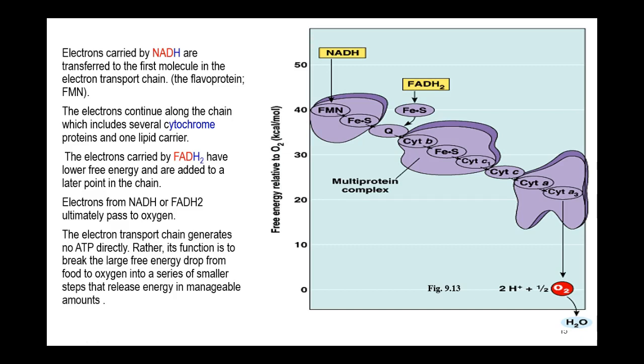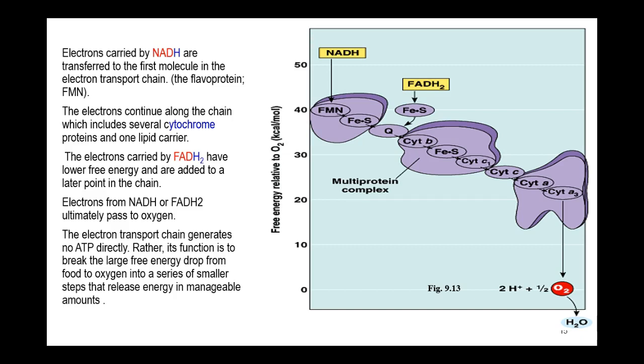Electrons carried by FADH2 have a lower free energy and are added to the chain later. So the NADH electrons are added first, then FADH2 is added later. They ultimately pass down from protein to protein, and eventually when the energy is low enough, they will be passed down to oxygen and combined with oxygen to form H2O. And that oxygen actually is driving this. It's pulling those electrons because, remember, it's the chemical pull of that oxygen.